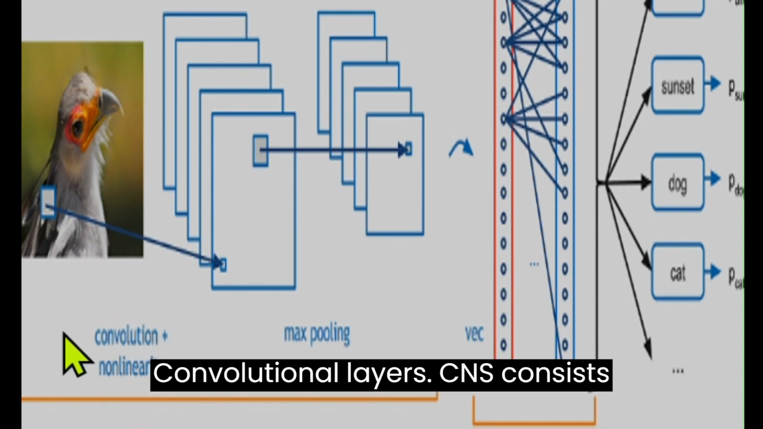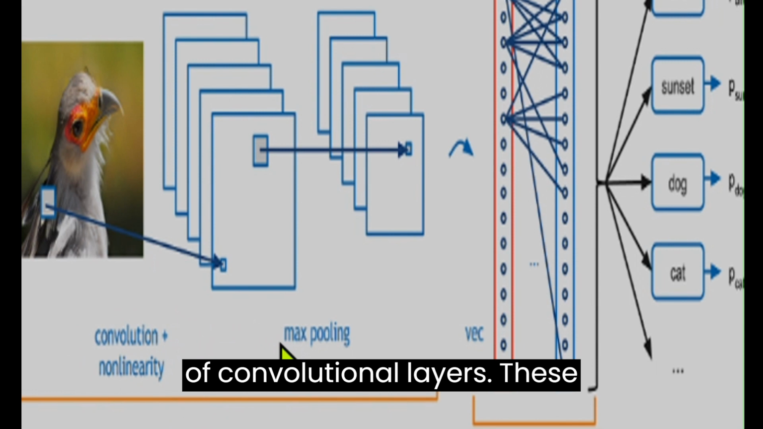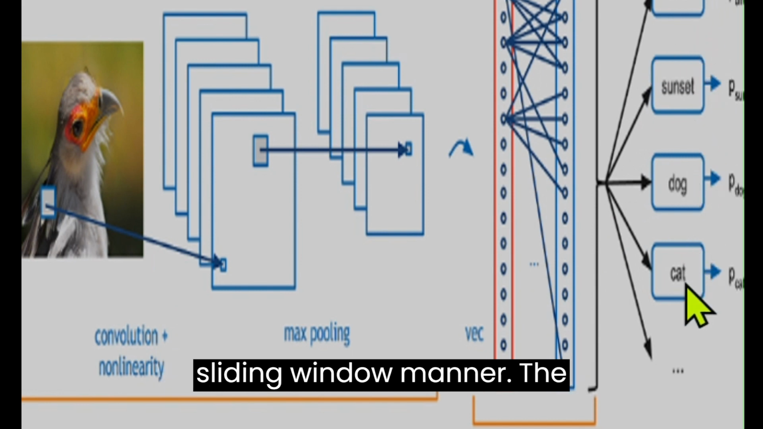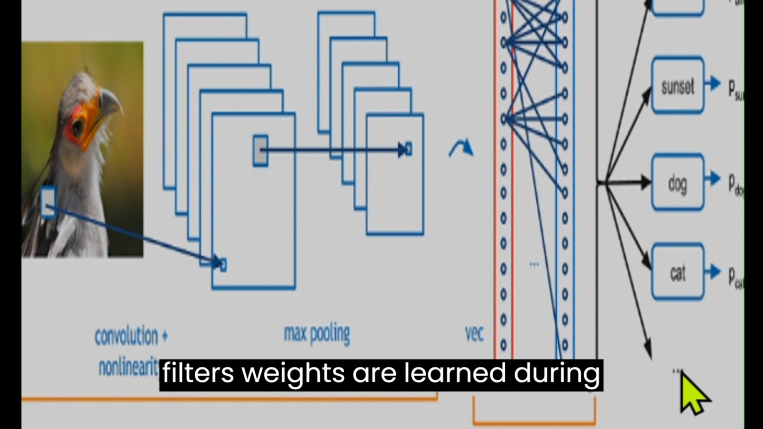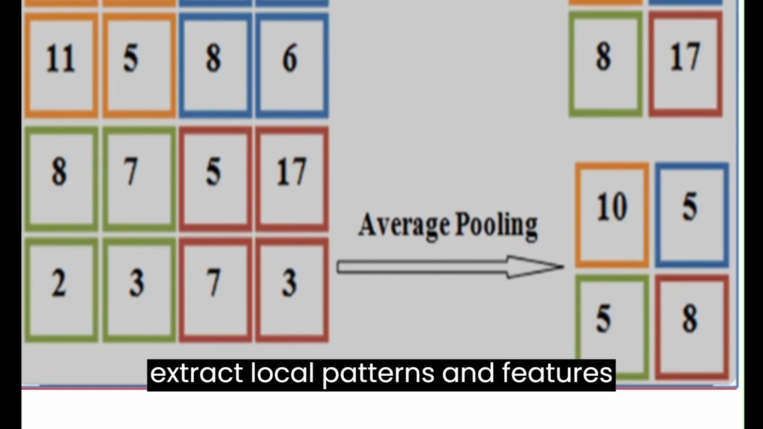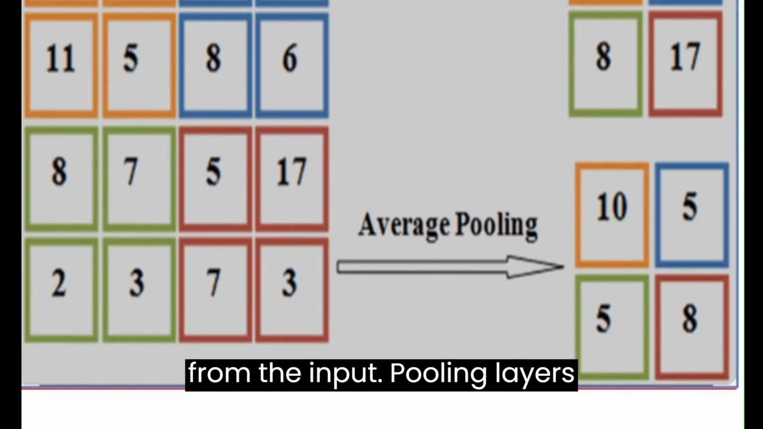Convolutional layers. CNNs consist of convolutional layers. These layers use filters, also called kernels, to scan the input data in a sliding window manner. The filters' weights are learned during training. This operation helps extract local patterns and features from the input.